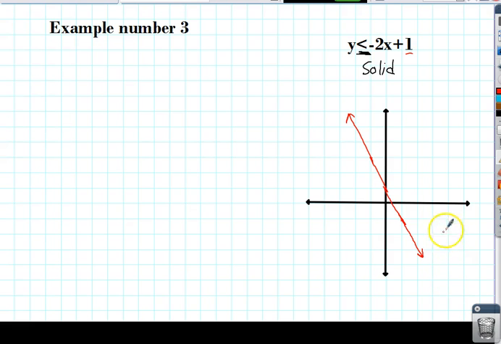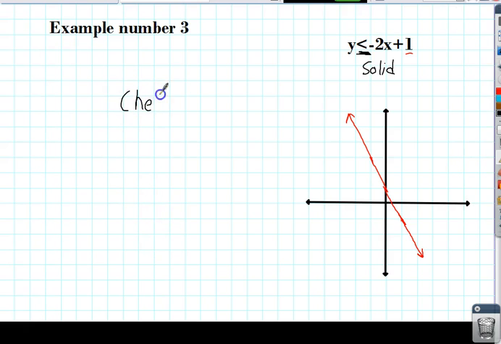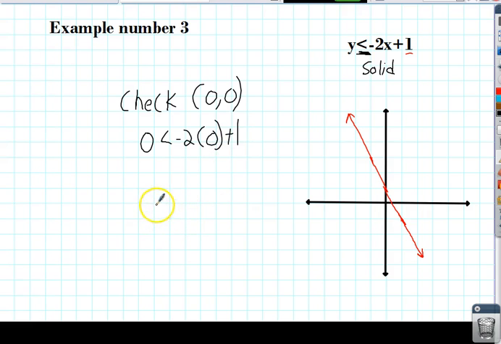Now, which way do I shade? Again, I could check 0, 0 because it is not on my line. So I go ahead and do that. Now I know what some of you are thinking again. Is that trick available to me? Yes, of course it is. And why? The y is on the left. Very good, imaginary voice. The y is in fact on the left.